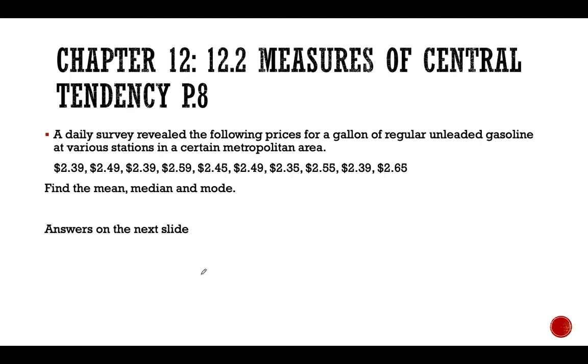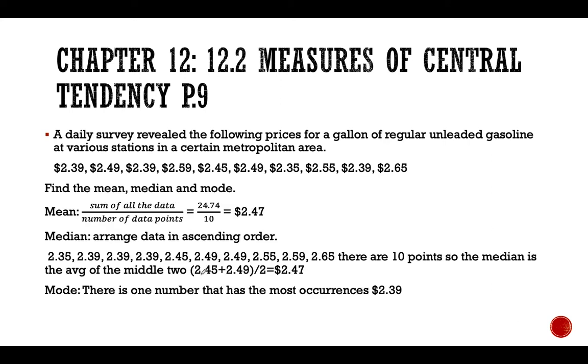An example. A daily survey revealed the following prices for a gallon of regular unleaded gasoline at various stations in a certain metropolitan area. Find the mean, median, and mode of this data. Turn off your video, try it yourself, and then we'll go through the solution.